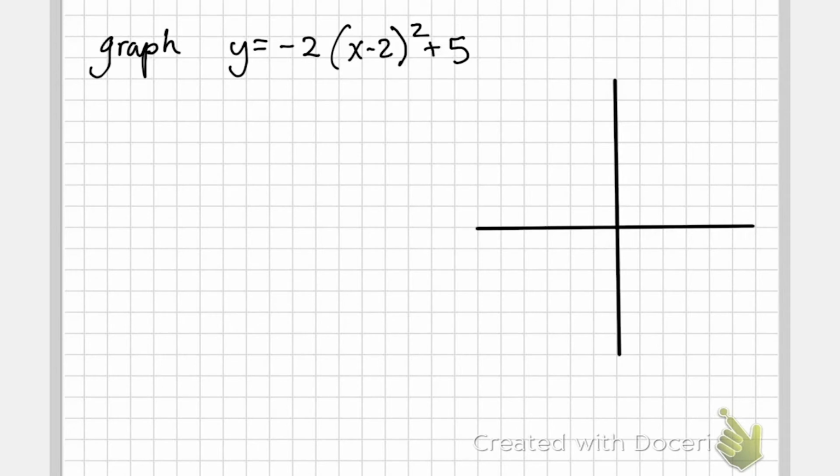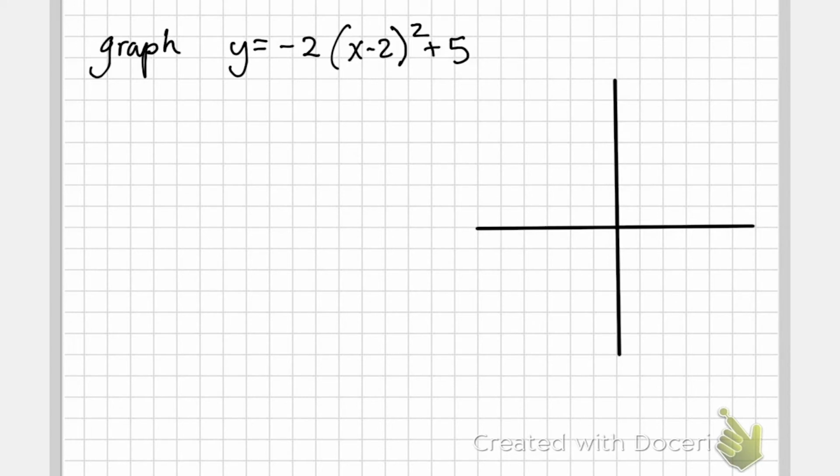Okay, now I want us to be able to graph something in vertex form. Okay, so we are going to graph y is equal to negative 2 times the quantity (x minus 2) squared plus 5. So all we're going to do is the same thing we did before. Figure out the vertex. That's your starting point. In order to graph a parabola, I need 3 points, right? We graphed it a different way earlier, like last week, okay? But now here's a new way to graph it, okay?